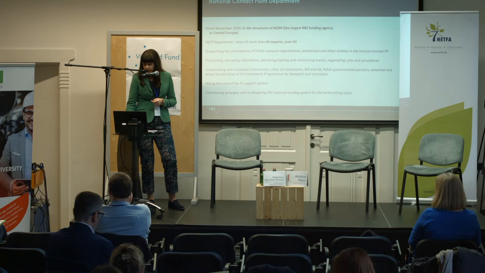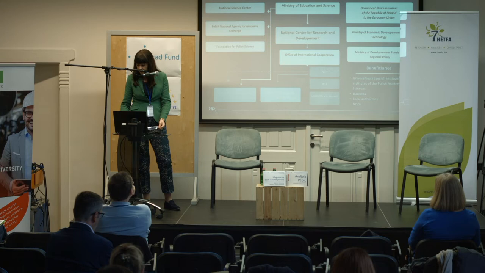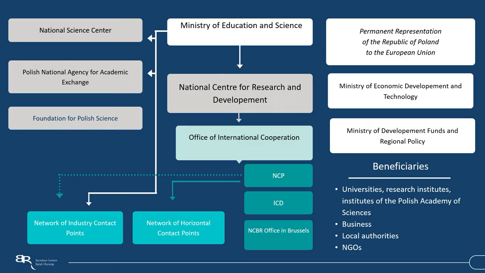Here's the landscape of the Polish research system. It is just to show you how it works in our everyday work. The Ministry of Education and Science is our supervising authority. Then you can see in the center, the National Center for Research and Development, Office of International Cooperation, and in this office, three departments: the NCP department, the International Cooperation Department, and a small but dynamic office in Brussels.